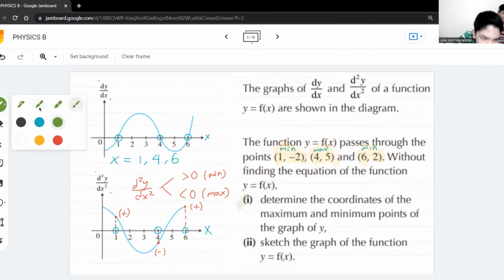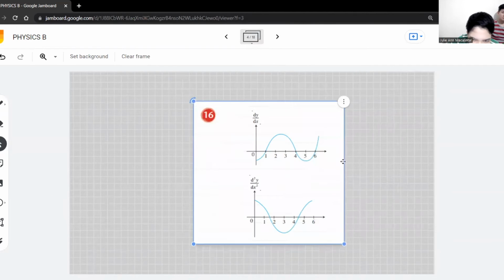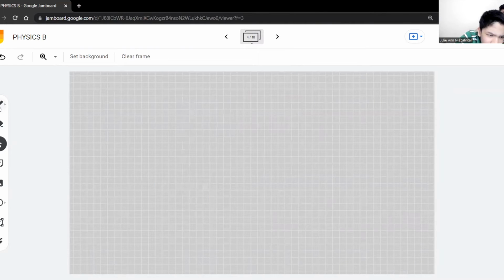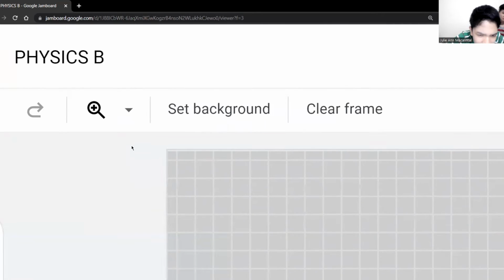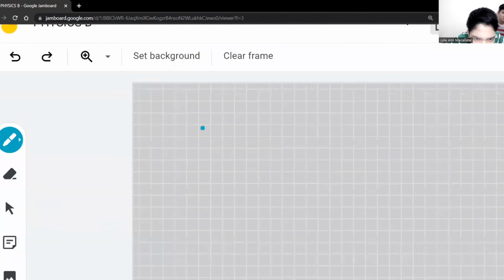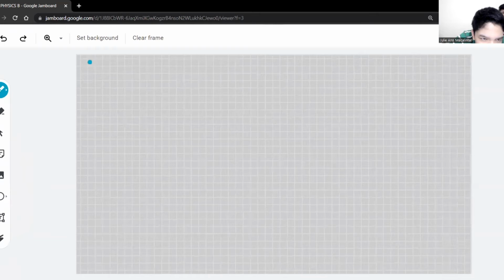That is for part one. For part two, I will sketch the graph. I've prepared the background, so I will copy this and prepare the graph. It has to fit everything but be big enough.